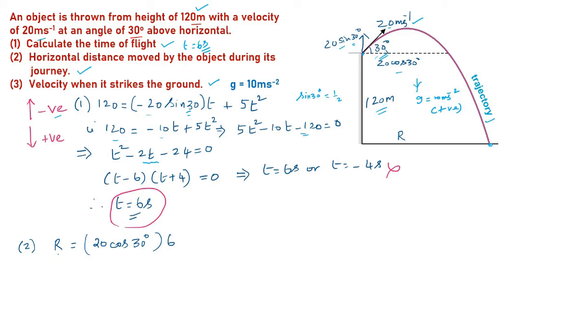R means the horizontal distance moved by the projectile during its time of flight. So horizontal velocity into time of flight. Time of flight is 6. Horizontal velocity is 20 cos 30, which will not be changing because gravity acts vertically. Therefore, the horizontal component of velocity will not be affected by gravitational force. Now cos 30 is root 3 by 2. 20 into root 3 by 2 will be 10 root 3 into 6. So you simplify this.